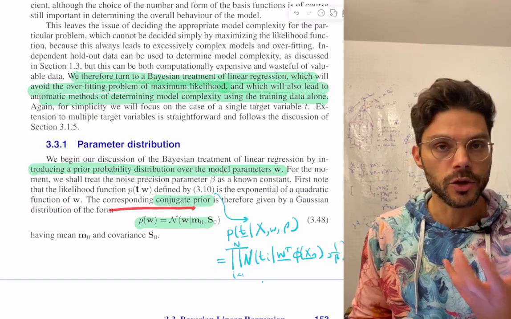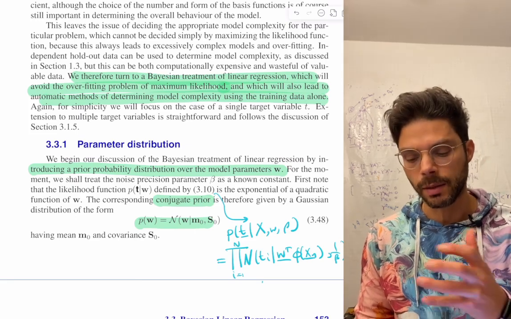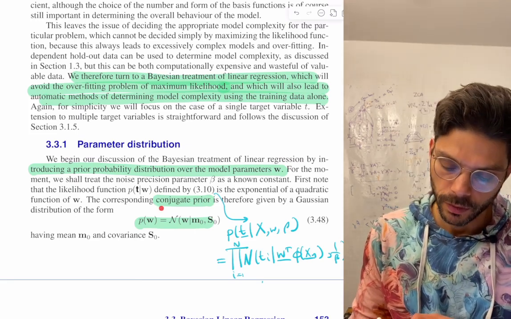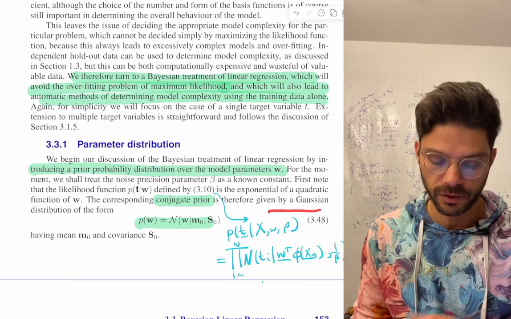And the corresponding conjugate prior, remember we talked about these? The point of the conjugate priors was so that the posterior would be in the same family as the prior. And we know that the conjugate prior, when your likelihood looks like this, is also given by a Gaussian distribution. So here we go.